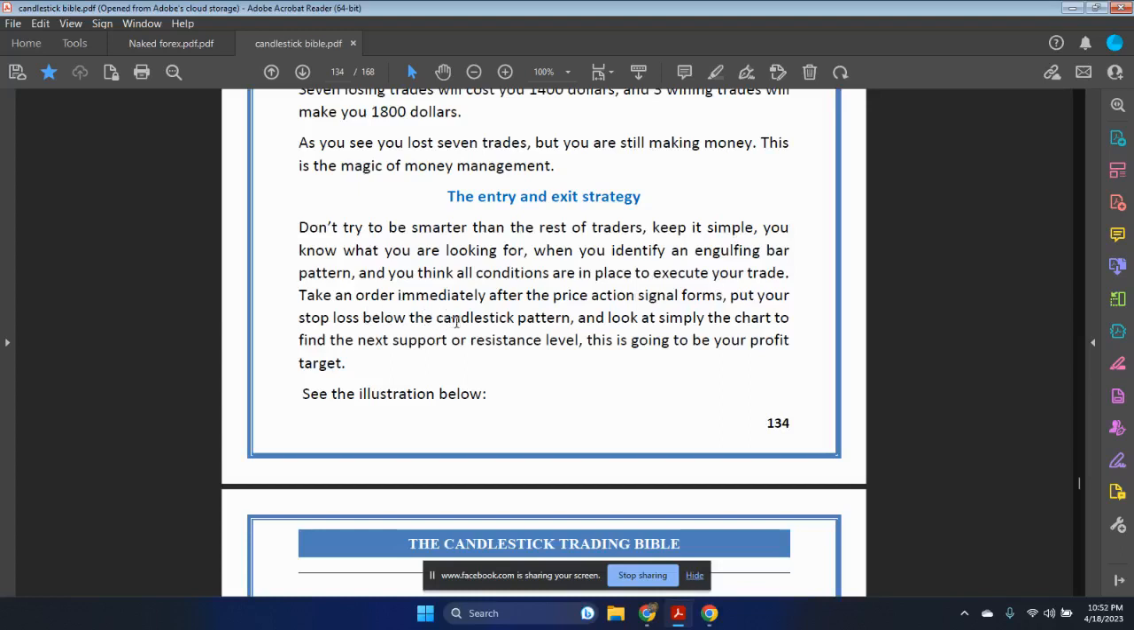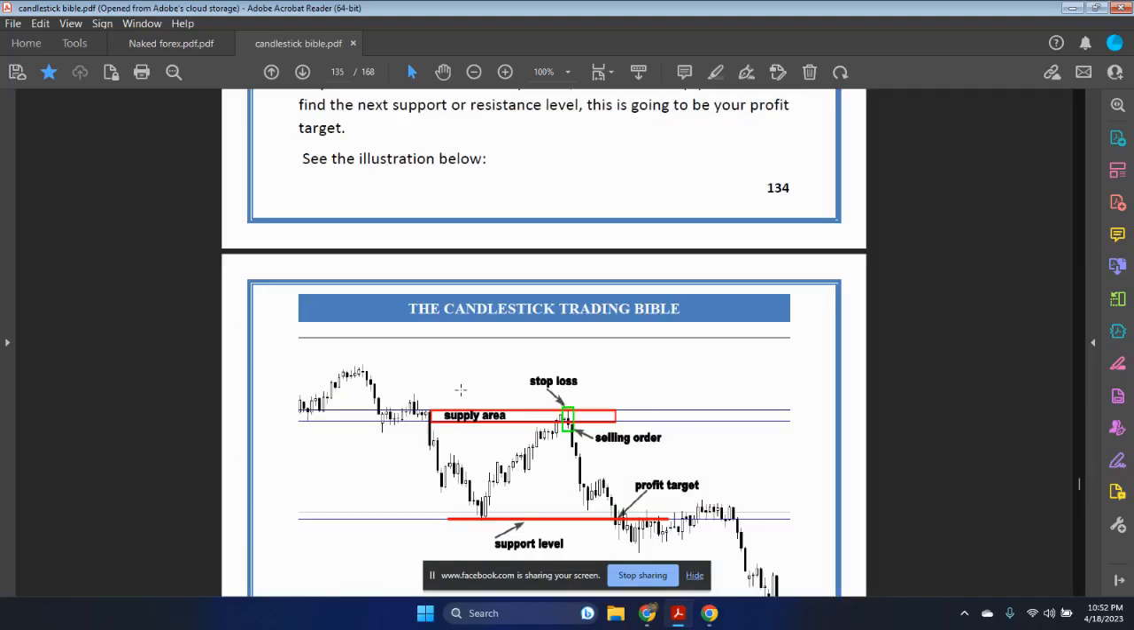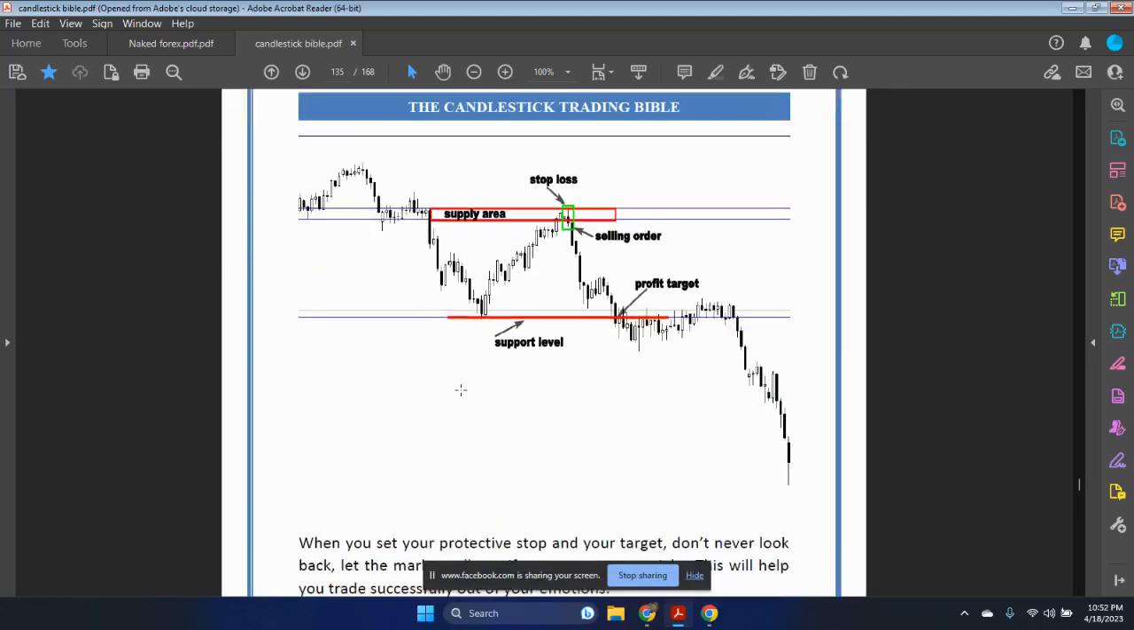Put your stop loss below the candlestick pattern and look at simply the chart to find the next support and resistance level. This is going to be your profit target. So see the illustration below.